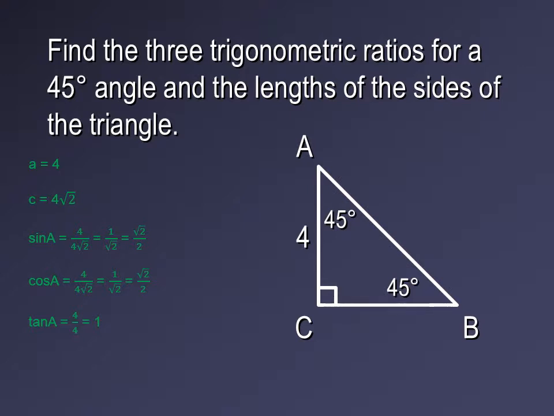Now let's do cosine of A. Now cosine of A is going to be adjacent over hypotenuse. However, we know that the adjacent is 4, just like the opposite was. So we end up getting the same answer, the square root of 2 over 2, which makes sense because the opposite and adjacent are the same number. Now when we do tangent of A, it's opposite over adjacent, which is 4 over 4, which is equal to 1.